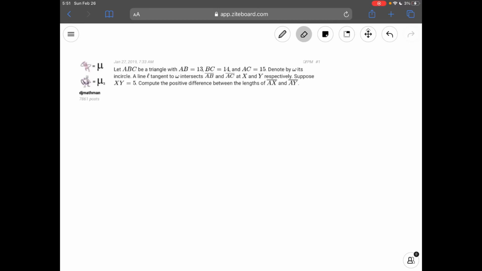Let ABC be a triangle with side lengths 13, 14, and 15. Denote by W its incircle. A line L tangent to W intersects AB and AC at X and Y respectively. Suppose XY equals 5. Compute the difference of the lengths of AX and AY.